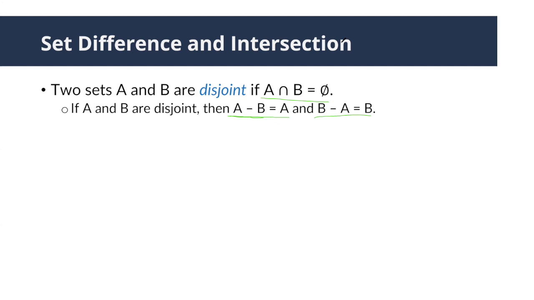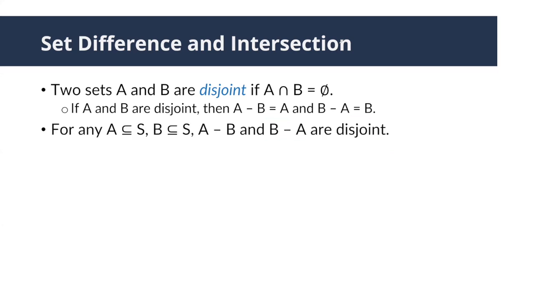We can also show this using a Venn diagram. This is a universal set S, and since A and B are disjoint, they don't have any overlapping area. Now you can see A set minus B is just A, and B set minus A is just B.